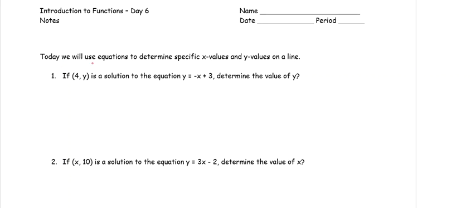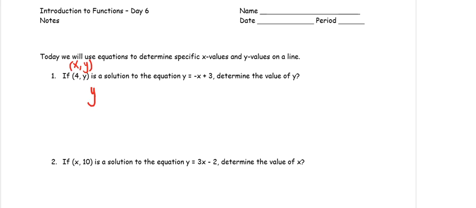Today we'll use equations to determine specific x and y values on a line. There's going to be variations of some stuff over here. Number 1: if (4, y) is a solution to the equation y equals negative x plus 3, determine the value of y. We know that it's just going to be (x, y) like that. So all we're going to be doing is substituting these values into this equation.